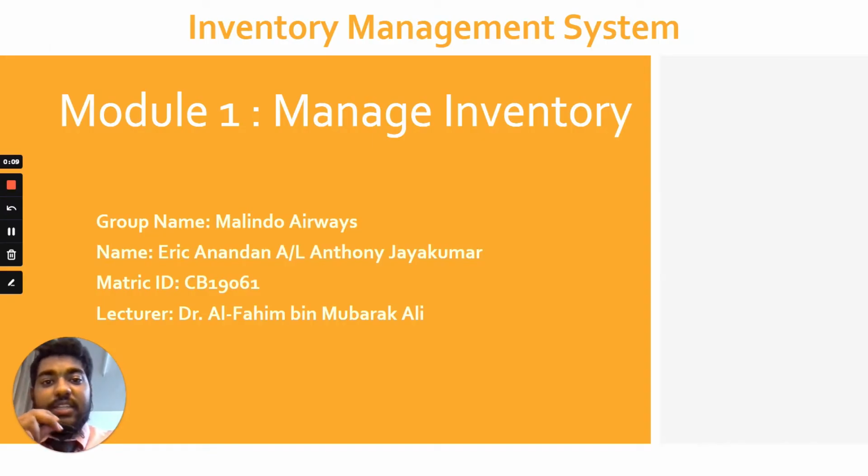My name is Eric Anandan Anthony Jayakumar, and my metrics ID is CB19061. So, first I'll be starting off with my first module, which is manage inventory inside of the inventory management system. I'll be focusing on two parts: the proposed changes requested for the system, and how the changes have been implemented into the system.